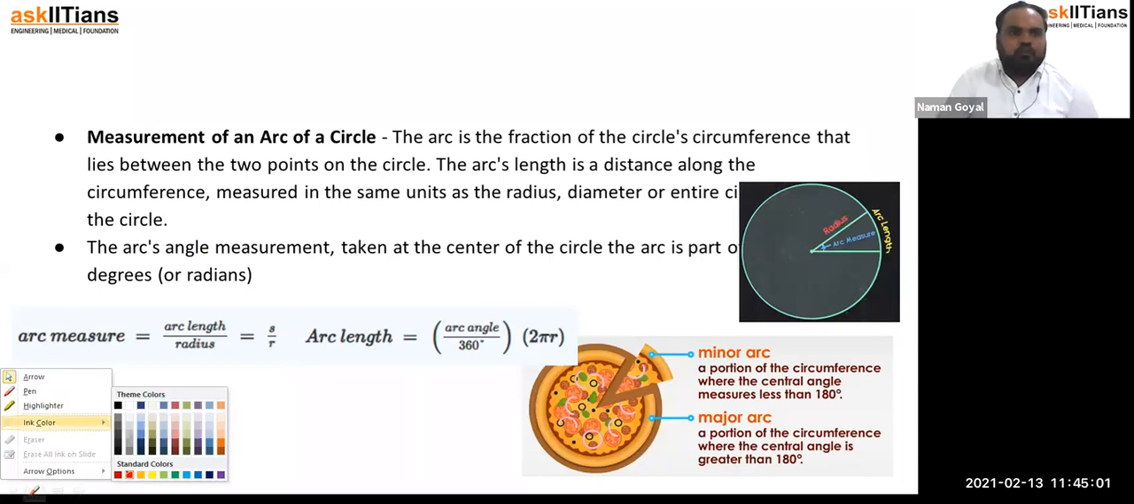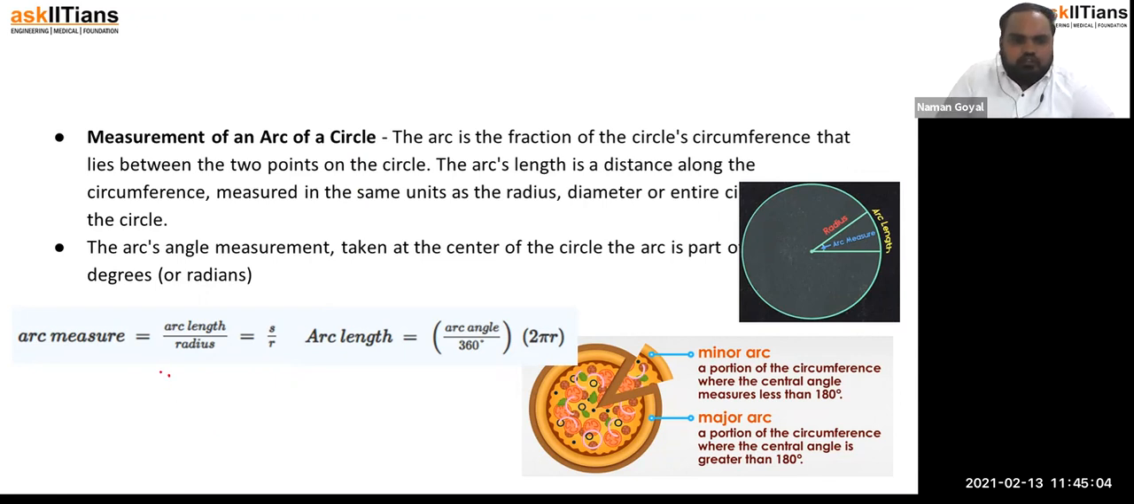We have to remember the measurement of an arc. See, if we have a circle, and there is an arc AB, and this center is O and this radius is R, then there is a formula: arc length upon radius is the angle measure. Basically this is not arc measure, this is angle measure, or we can say arc measure.